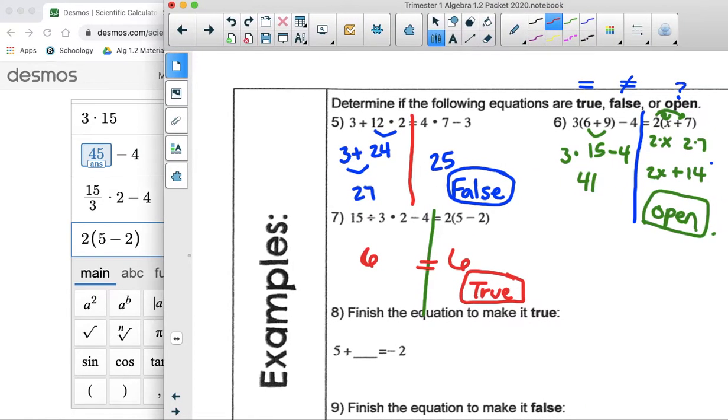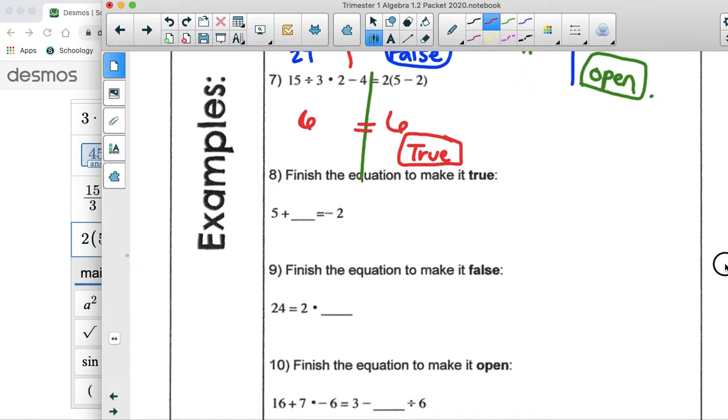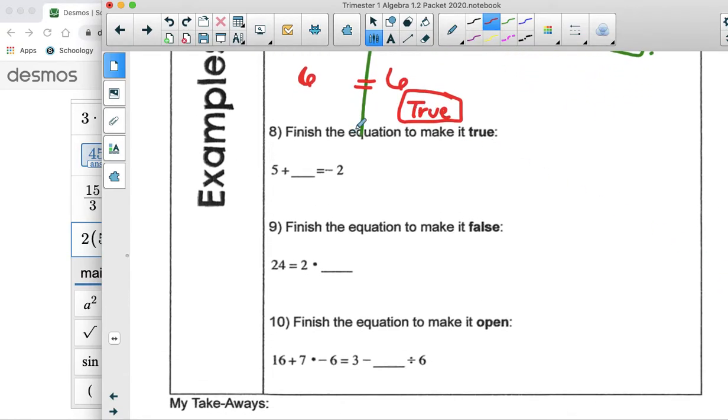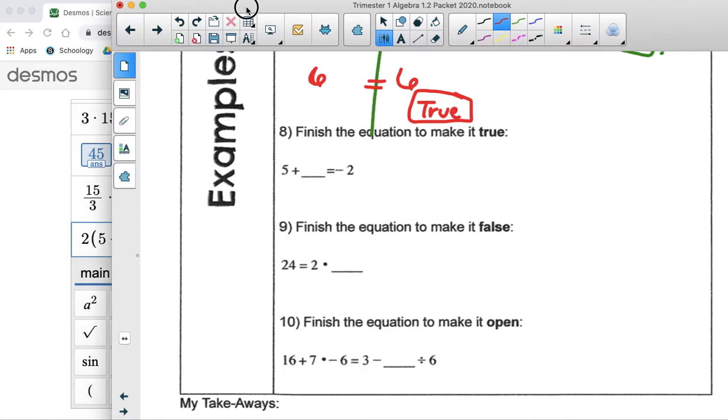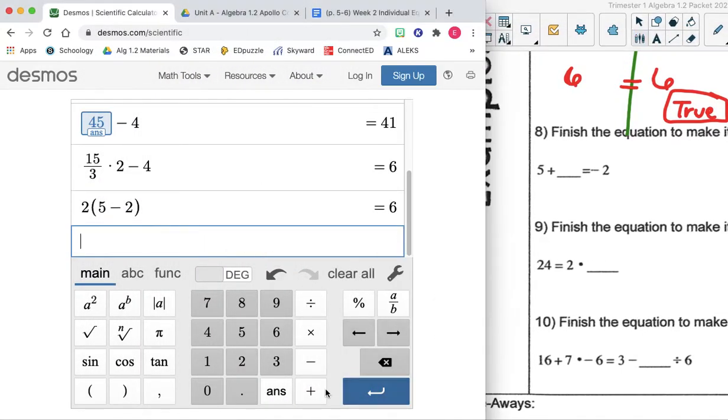Okay, all right. Last part of our notes here, we're going to finish these equations. This one says finish the equation to make it true. So we need a number here where when I add 5 plus a number, it does equal -2. If I do two positives, when I add, I'll get a positive answer. So I can't just do like 5 plus 9. That's going to give me a positive 14. So it's going to have to be a negative.